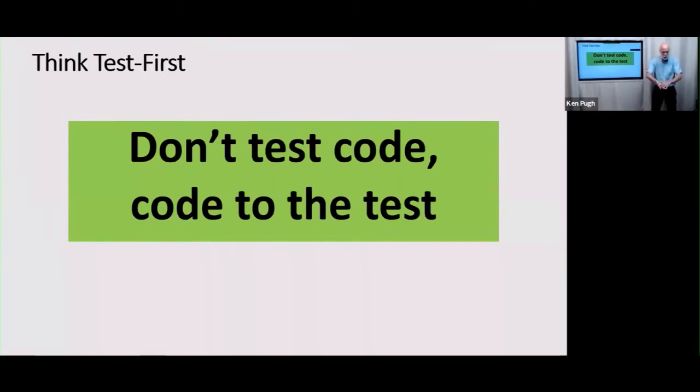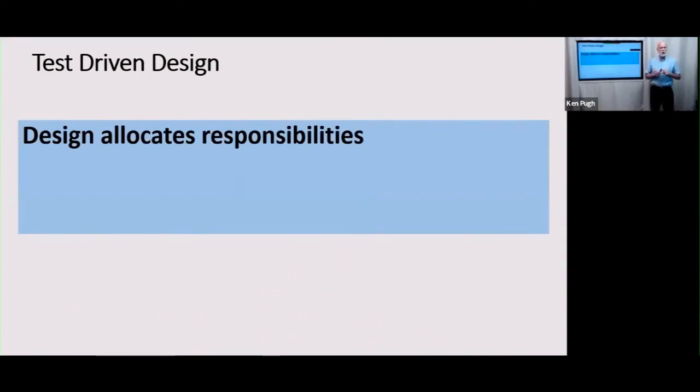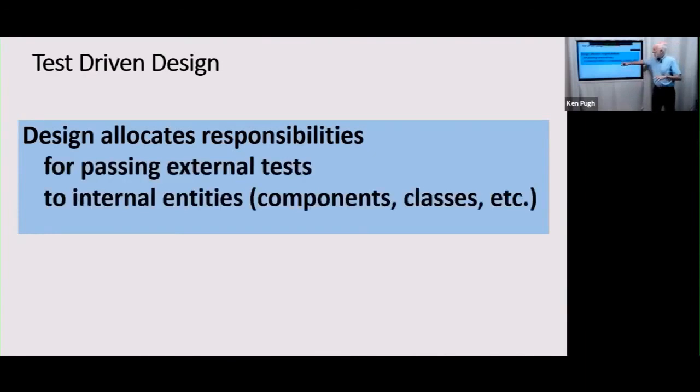Now, this is on a separate level, on the developer side. And why do I call this test-driven design? Because we already have tests from the behavior point of view, and our design takes responsibility for passing those tests at the external level and assigns them to internal entities, components, classes, or anything else. So our internal tests are always in the context of an external test. There's no sense in having a test for something internal if we don't have an external test that relies upon that.